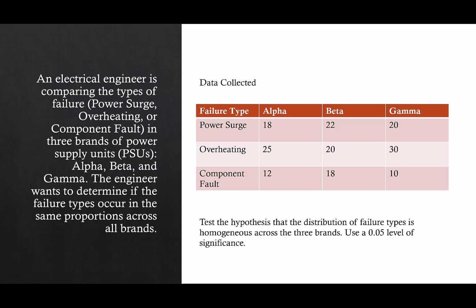An electrical engineer is comparing the types of failure, power surge, overheating, or component fault, in three brands of power supply units, or PSUs, alpha, beta, and gamma. The engineer wants to determine if the failure types occur in the same proportions across all brands. The data collected shows that alpha had 18 power surge failures, 25 overheating failures, and 12 component fault failures. Beta had 22 power surge failures, 20 overheating failures, and 18 component fault failures, while gamma had 20 power surge failures, 30 overheating failures, and 10 component fault failures.